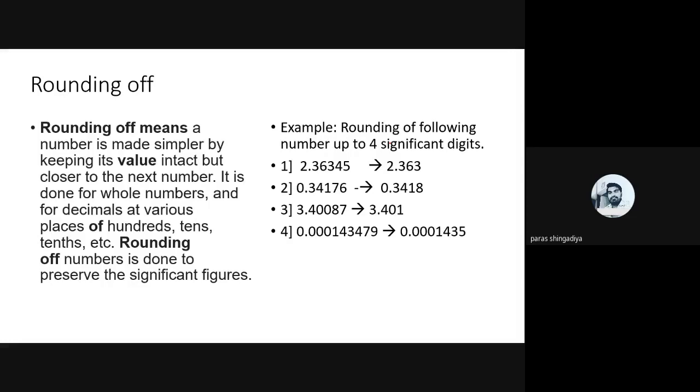Meaning, in the first example here it is 2.36345. Up to the 4 significant digits we have to consider, so 2 will also be considered, so 2363 is up to the 4 significant digits. This number will convert to 4 significant digits, that is 2.363. After 3, that is a 4, it is not greater than or equal to 5, so we'll keep 3 as it is.